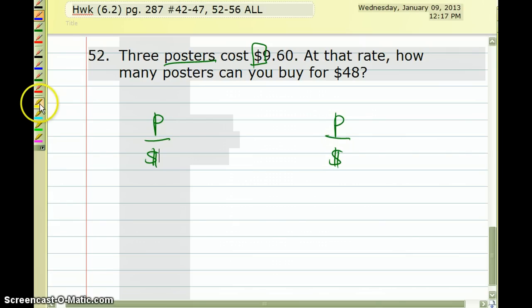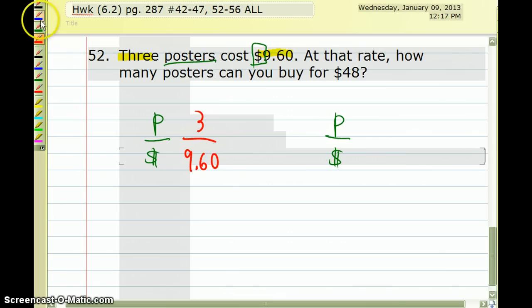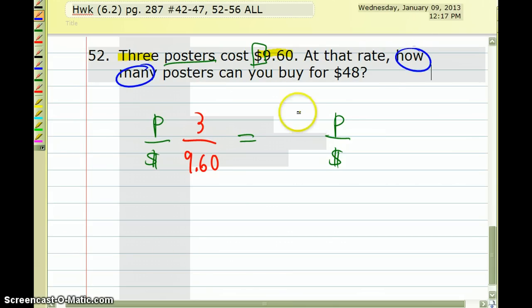Now, I'm going to highlight here, 3 posters are 9.60. So I'm going to do 3 posters over 9.60. Okay, and then I'm going to do that's equal to posters over dollars for here. I don't know how many posters there are, so I'm going to put X for P, and then I do know that I have $48 that I can spend on the posters. So from here, I'm going to work this out.